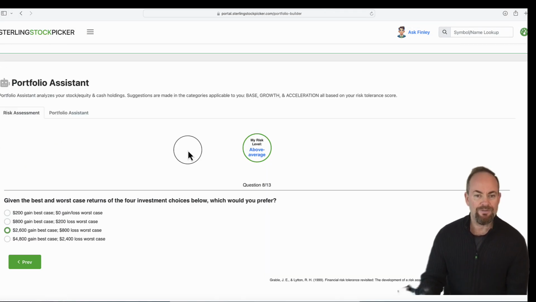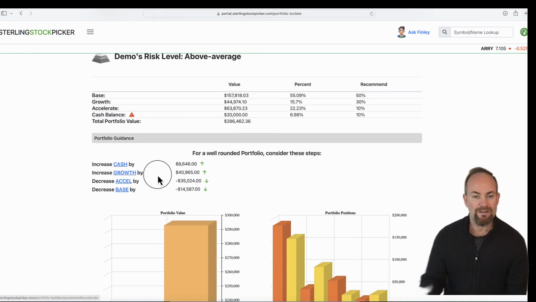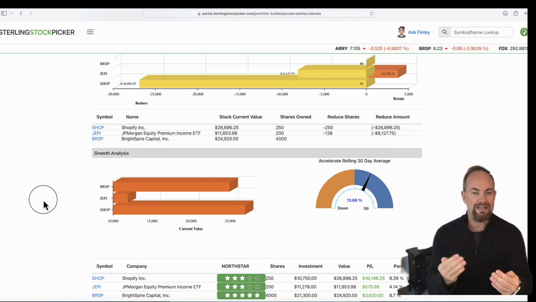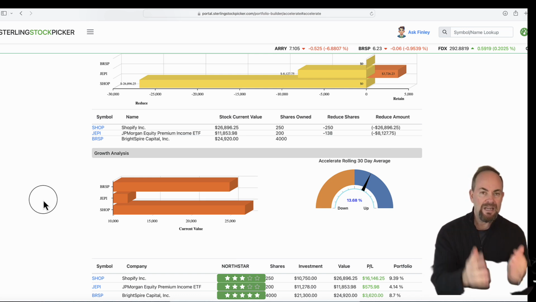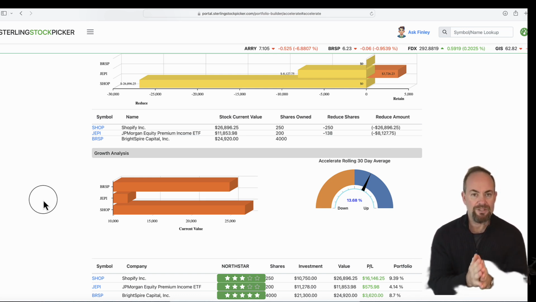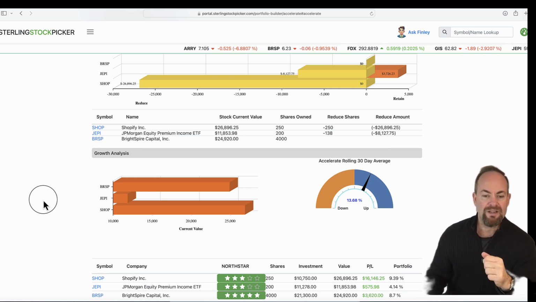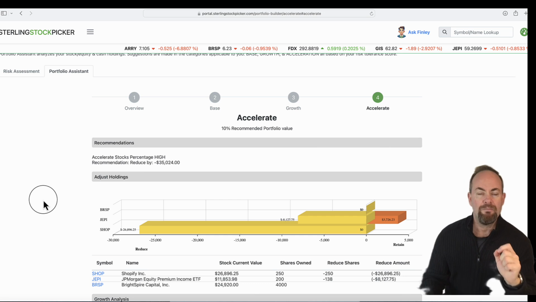So we go back to Portfolio Assistant and look at what the recommendations are that are left. It looks like it still wants us to decrease the Excel portion by 40,000. So you kind of are getting the idea, right? You reduce from your portfolio section and increase in the portfolio section as well. And I hope that this gives you a good overview on how to use this tool to your maximum ability.